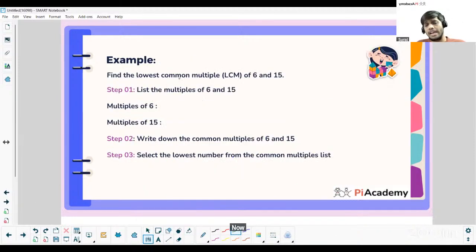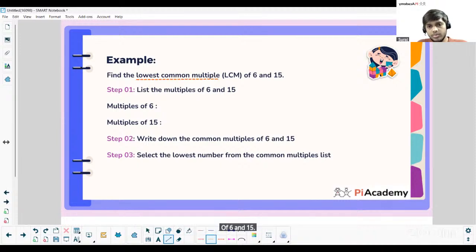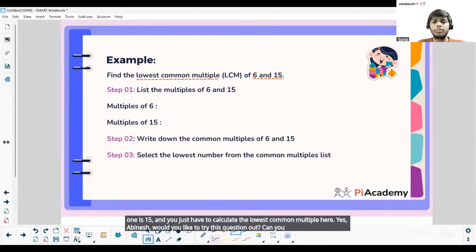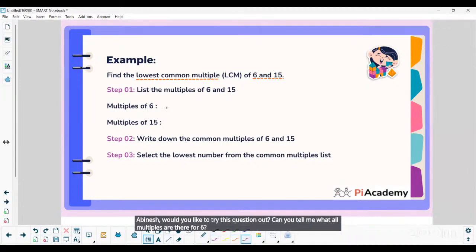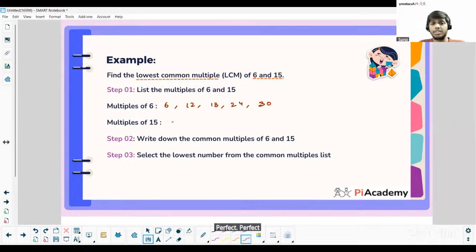Now, let us try this example given here with the help of the multiples of the two numbers given in the question. It says, find the lowest common multiple of 6 and 15. There are two numbers given to you, 6 and 15, and you just have to calculate the lowest common multiple. Yes, Abhinesh, would you like to try this question? Can you tell me what all multiples there are for 6? For 6, it's 6, 12, 18, 24, 30. We know that 15 times 2 is 30. So 30 is the lowest common multiple. Perfect. Very good, Abhinesh. That is absolutely correct.